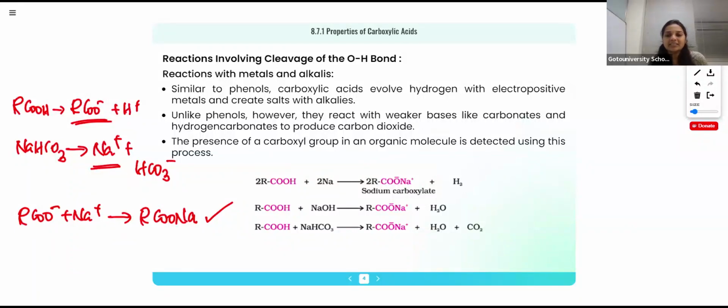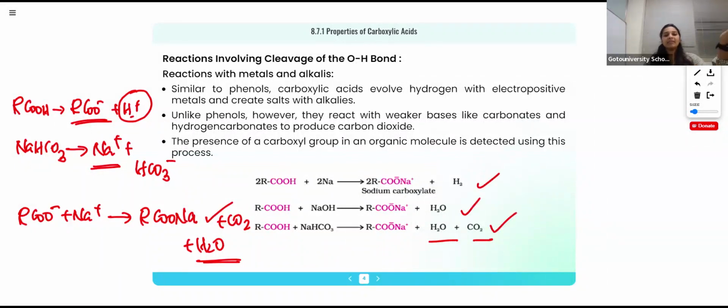Next one, the byproducts are water and carbon dioxide. How are you getting this water and carbon dioxide? See, HCO3- is there and H+ is remaining here. From HCO3-, they will produce carbon dioxide. So one carbon and 2 oxygens removed. Then the remaining 1 oxygen, this hydrogen and this hydrogen, they will combine together to produce what? Okay, so this is the reaction.